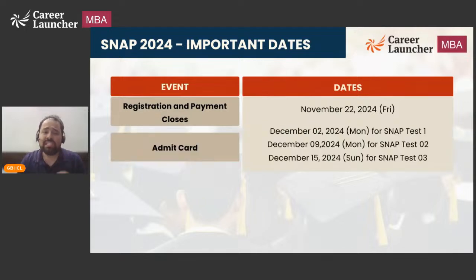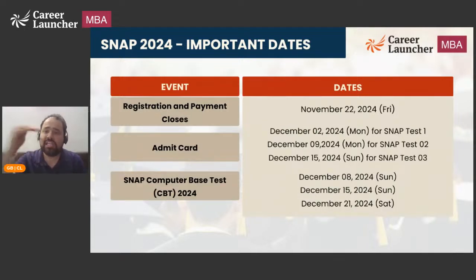The admit card, please keep in mind, will release 6 days before the exam. So the exam dates are the 8th, 15th and the 21st of December. The admit card would release 6 days before that, on the 2nd, 9th and 15th of December. I hope that part is clear.